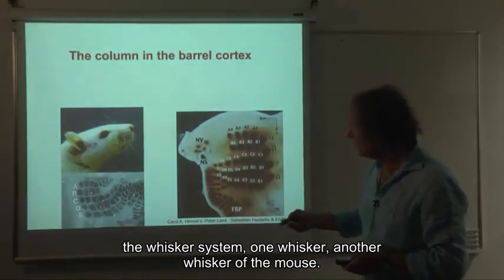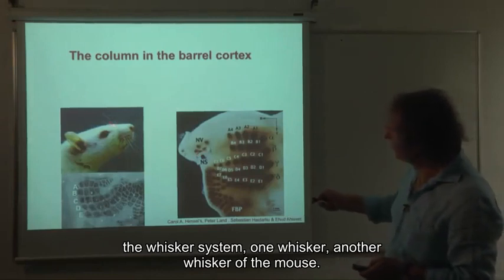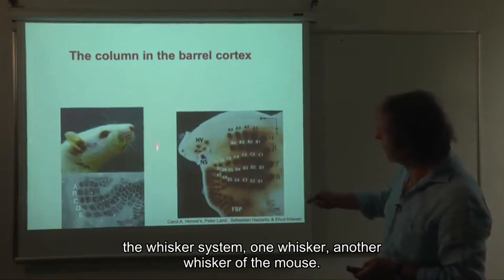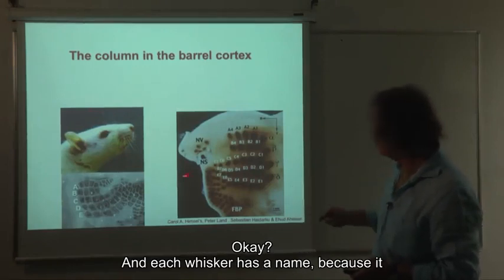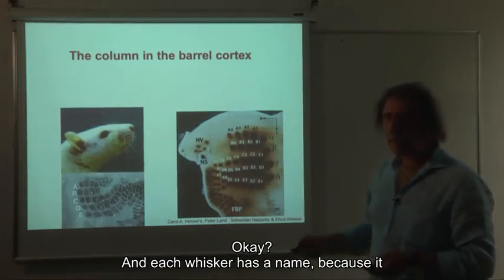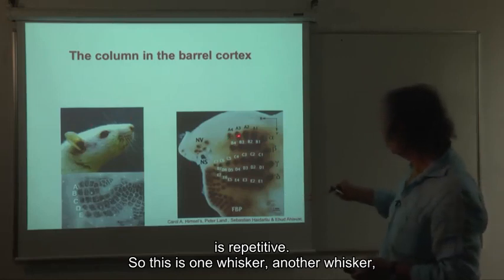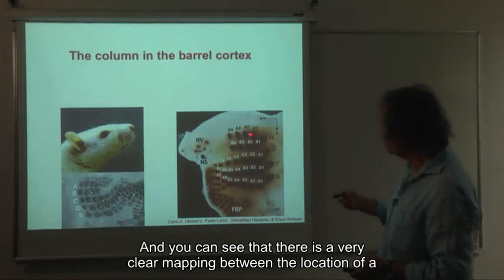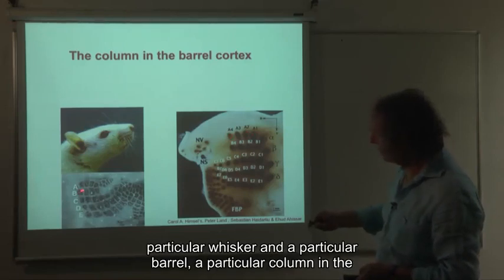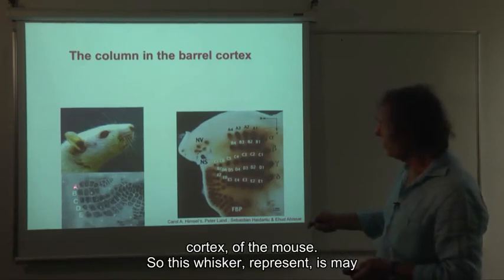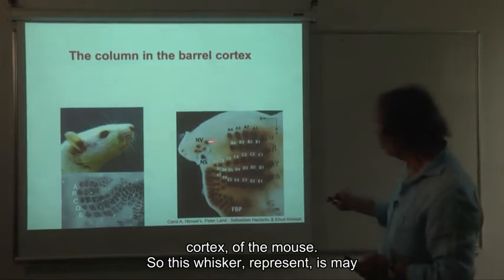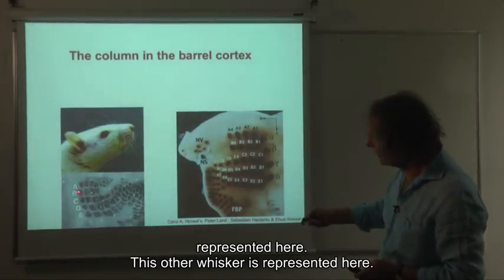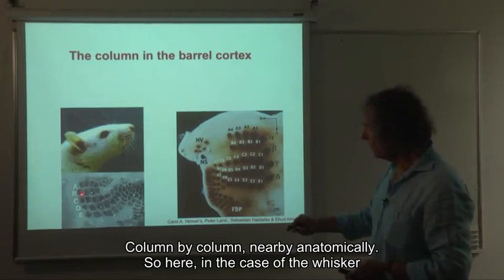We may look at it like this. This is the whisker system, one whisker, another whisker of the mouse. Each whisker has a name because it is repetitive. This is one whisker, another whisker on the surface of the face here. And you can see that there is a very clear mapping between the location of a particular whisker and a particular barrel, a particular column in the cortex of the mouse. This whisker is represented here. This other whisker is represented here, column by column, nearby anatomically.